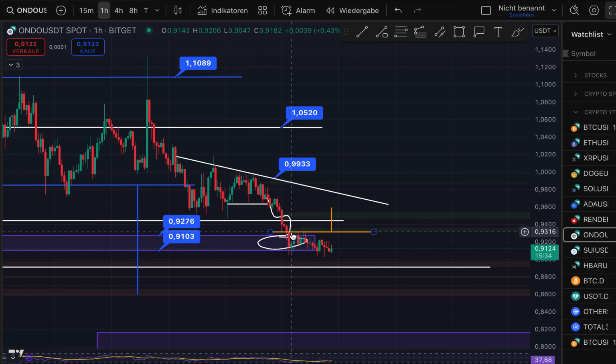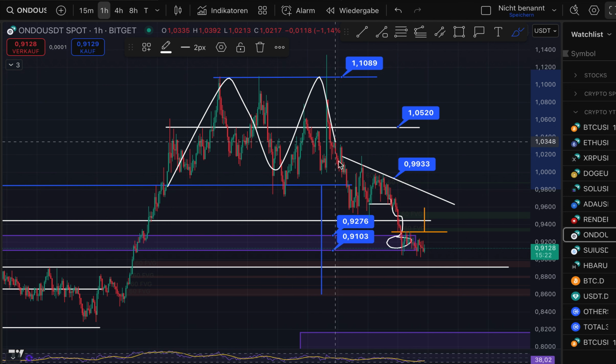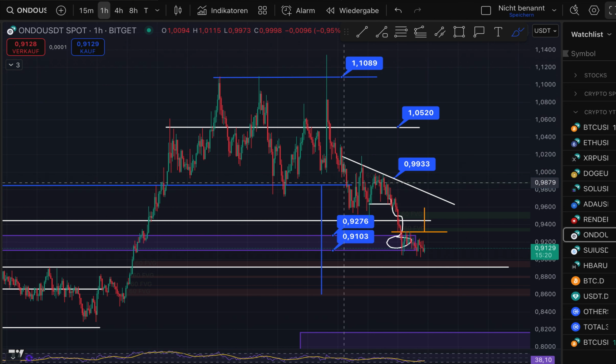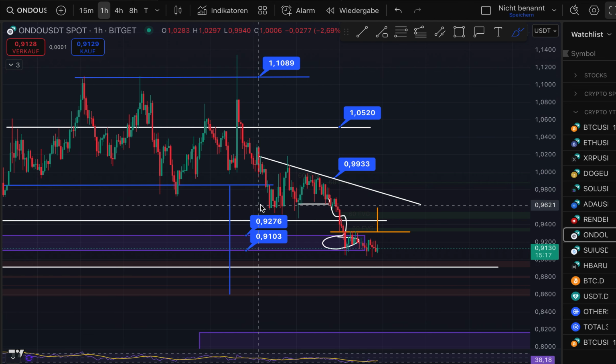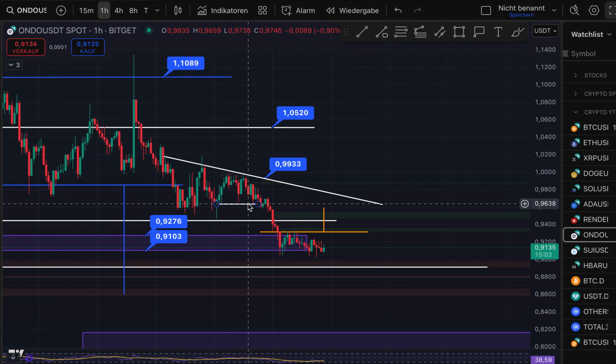So let's jump into ONDO. I think we have predicted ONDO very good. We have said here this might be a double top pattern, rectangle, anyway, something of that, broke to the downside, and we have said 92 cents to 91 cents is our target. That purple box. We got there. So basically take profits was set. Can take this one out. This one here as well.